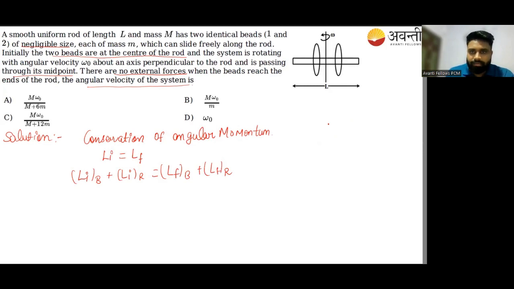Now, what is the formula for L? L is nothing but moment of inertia times angular velocity. So here, L initial for beads: initially, the two beads are at the center of the rod and they have negligible size, which means you can assume they are present at the center. So the moment of inertia here will be 0 because they are present on the line of rotation. The mass present on the axis of rotation has 0 moment of inertia, so the initial moment of inertia will be 0.